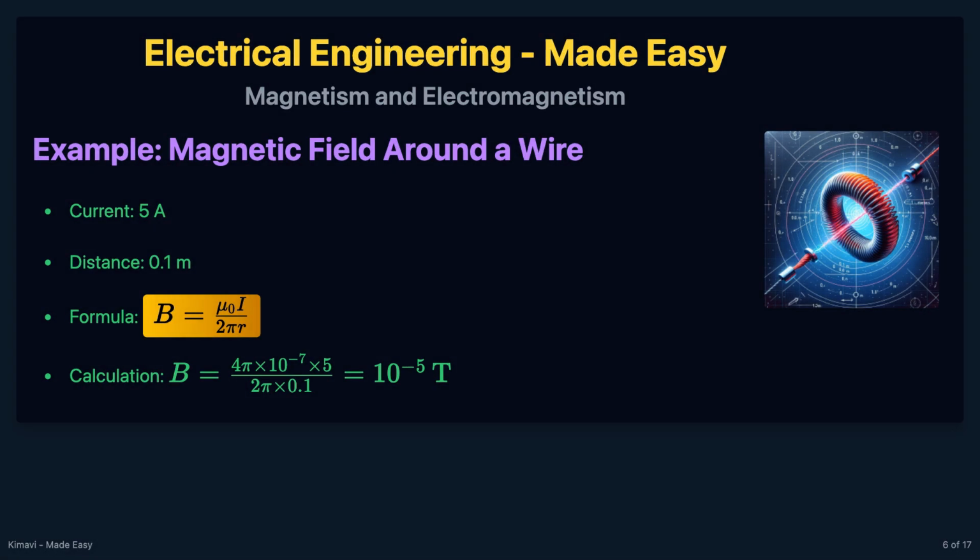For example, if a wire carries a current of 5 amperes, the magnetic field at a distance of 0.1 meters from the wire is calculated as B equals 4 pi times 10 to the power of negative 7 times 5 divided by 2 pi times 0.1, which equals 10 to the power of negative 5 teslas.